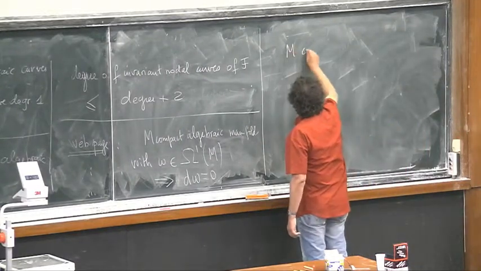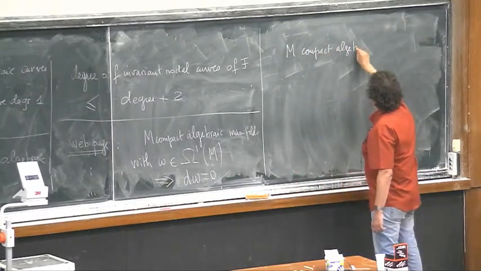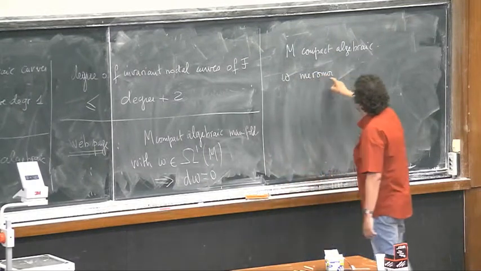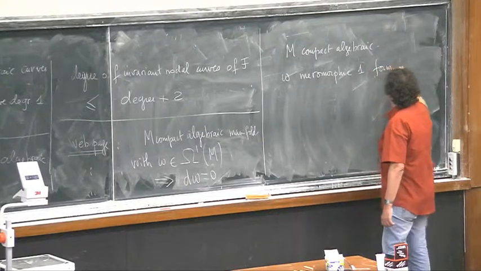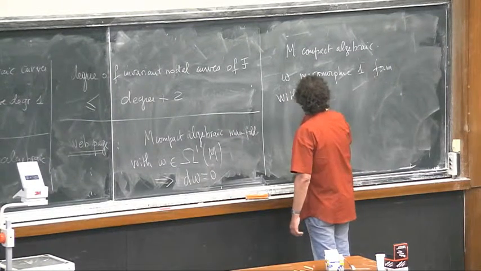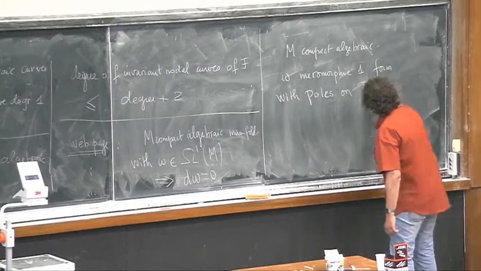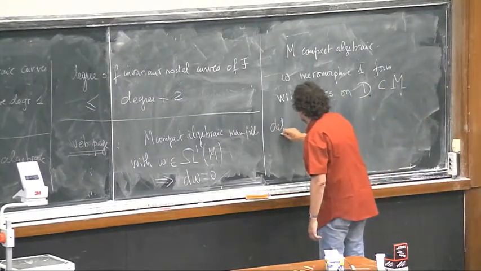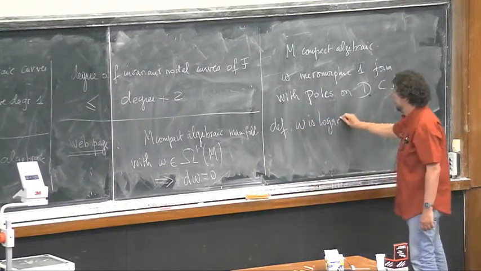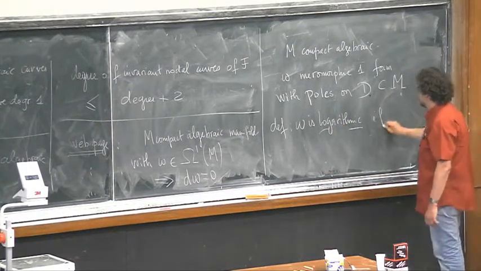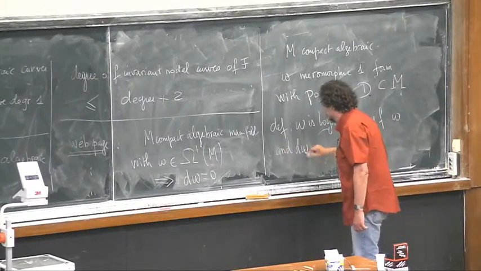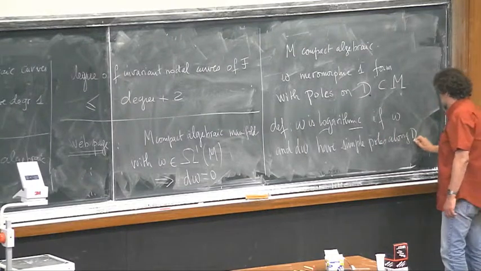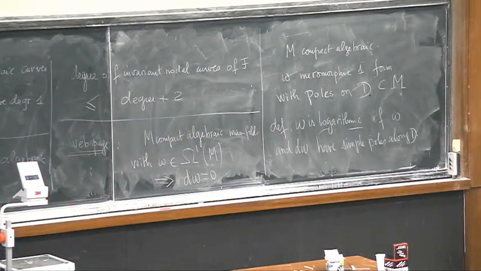You take M, compact algebraic, and you take a meromorphic form with poles on D, where D is a divisor in M. And you say that omega is logarithmic if omega and the derivative d omega have simple poles along D. And there is a theorem by Pierre Deligne which says the following.